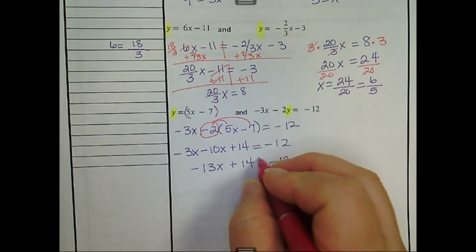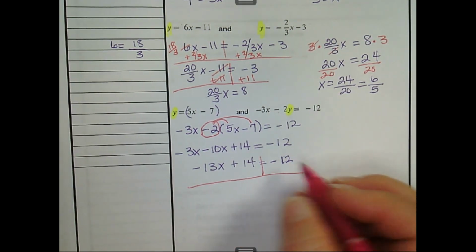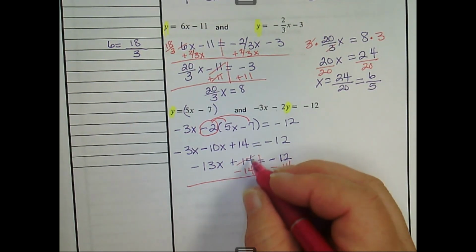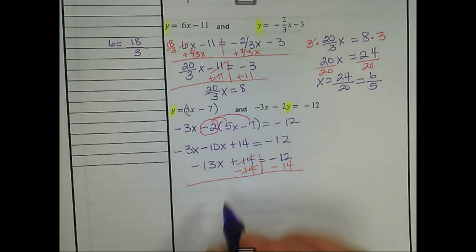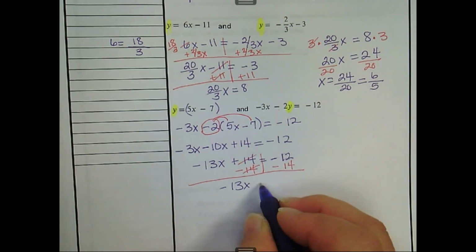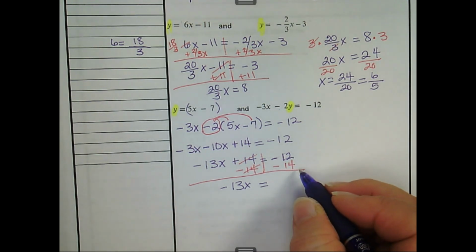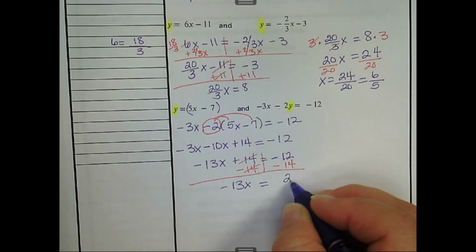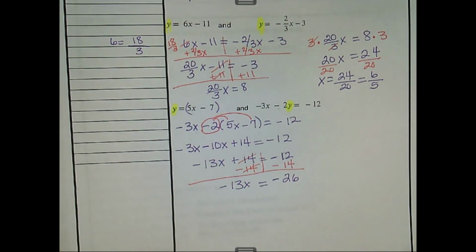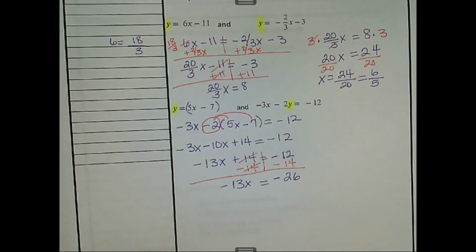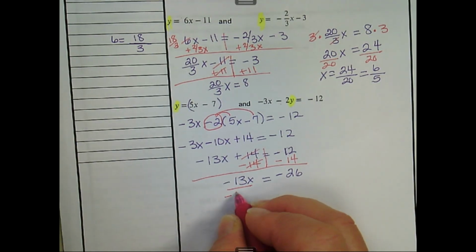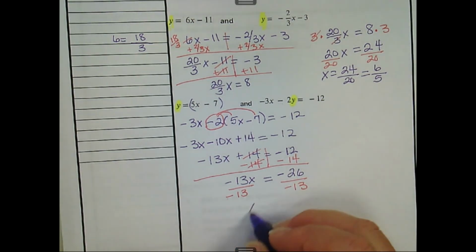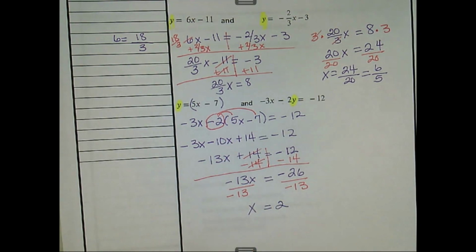Now it's time to solve. Two-step equation. Step 1, move the 14 to the other side. 14 minus 14 is 0. I've eliminated it. Negative 13x is equal to negative 12 plus negative 14. Both of them are negative. Add them together. 12 and 14 is 26. Keep the sign, which is negative. Last step, divide by your coefficient of x, that negative 13. And x is equal to positive 2.